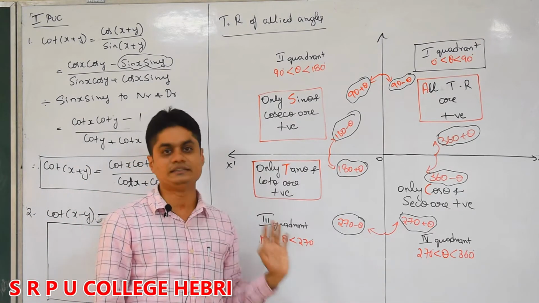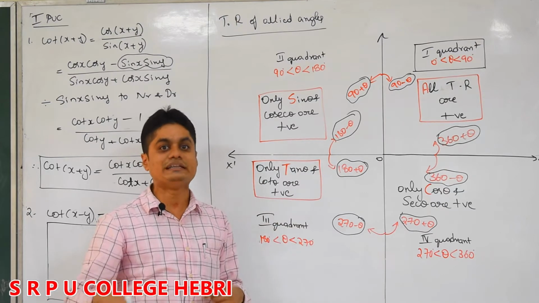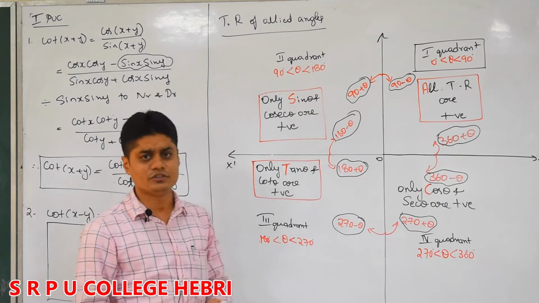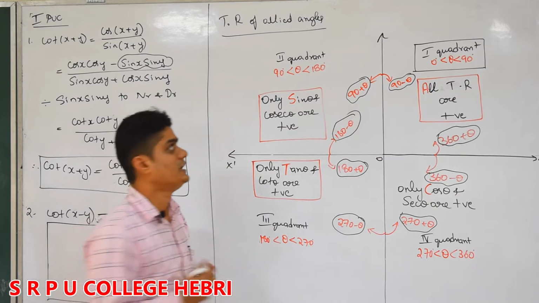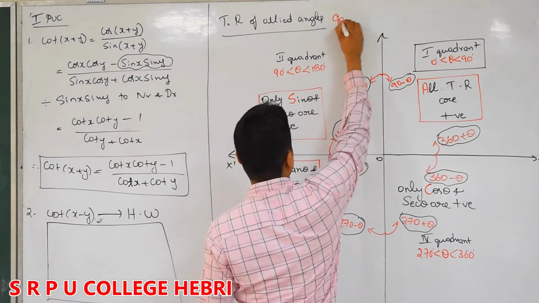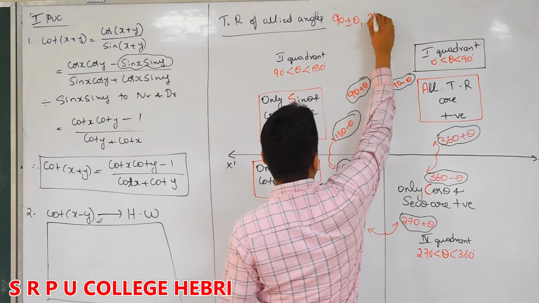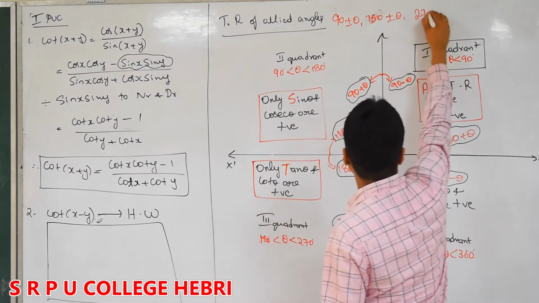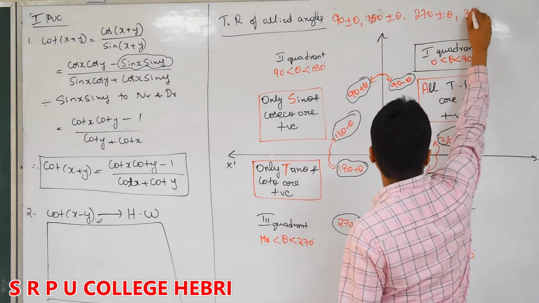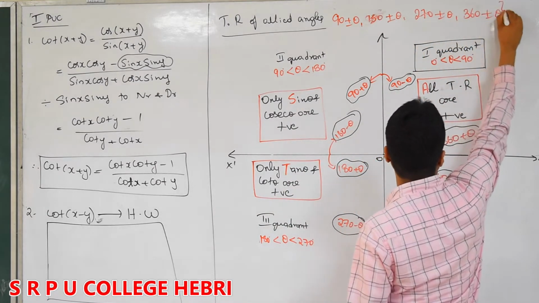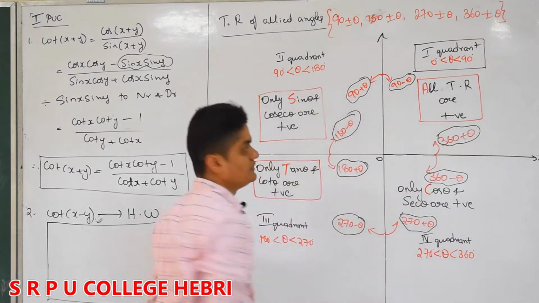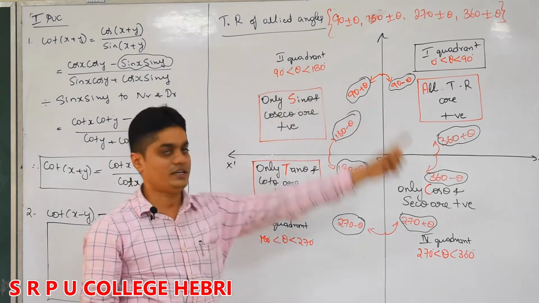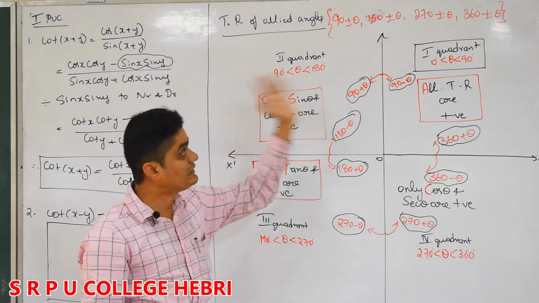This we already learned, but I'm giving one easy method to remember trigonometric ratios of allied angles. Remember what allied angles are, which we already discussed. Allied angles are 90 plus theta or 90 minus theta, 180 plus or minus theta, 270 plus or minus theta, 360 plus or minus theta. These angles are called allied angles. We already studied almost everything, but I'll give you an easy method to remember and understand this concept.